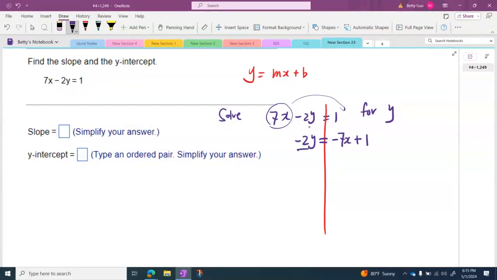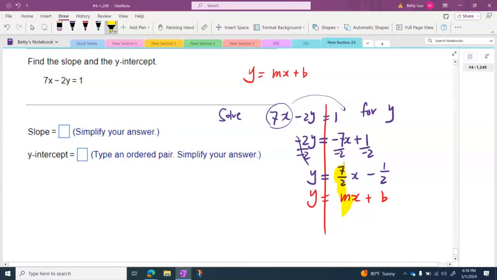And then we divide everything by -2. Divide by -2, divide by -2, divide by -2. 2 cancels 2, we have y on the left side equals 7 over 2 is a positive 7 over 2x. 1 over 2 is a negative 1/2. So now the equation is in slope-intercept form. And we have the slope 7 over 2. And we have the y-intercept 0, negative half.